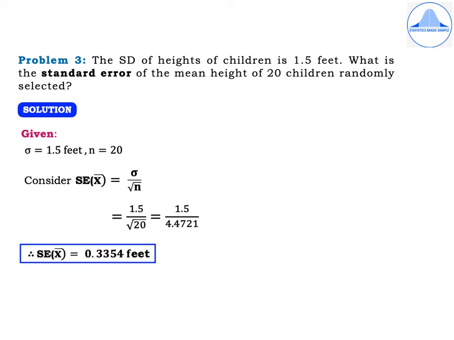Then write the formula. Consider standard error of x bar equal to sigma by root n, which is equal to 1.5 divided by root 20, which is equal to 1.5 divided by 4.4721, and therefore SE of x bar is equal to 0.3354 feet.